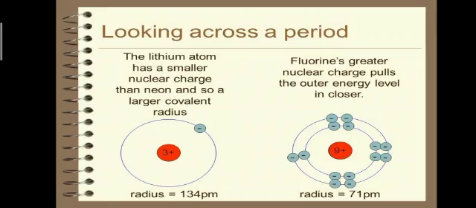So the radius of fluorine will decrease after the pulling of electrons toward the nucleus, while the atomic radius of lithium will be larger.